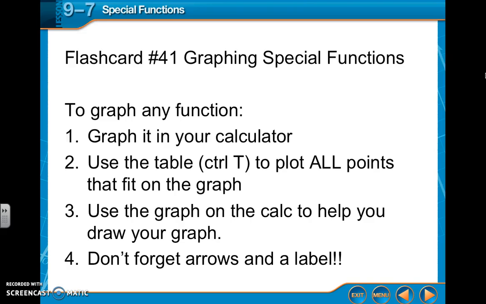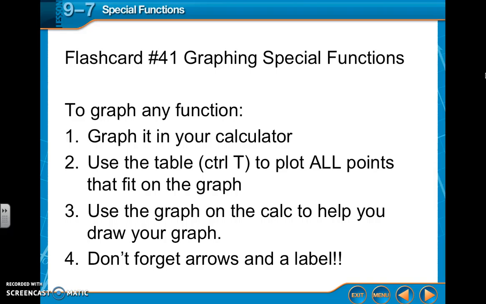Now remember, in order to use a table, you have to have put it in as a function. Otherwise, you'll have to use trace. Okay, so keep that in mind. Once you've plotted all of the points that fit on your graph, then the tricky part is actually drawing the graph. So you're going to use the graph on the calculator to help you draw your graph as best as possible. And a little note on that one is that sometimes you have maximums and minimums, and you can find those points using the menu and analyze graph on the calculator. So that's a great strategy as well if you have maximums or minimums to help you find those points as well, especially if those points are not given in the table.